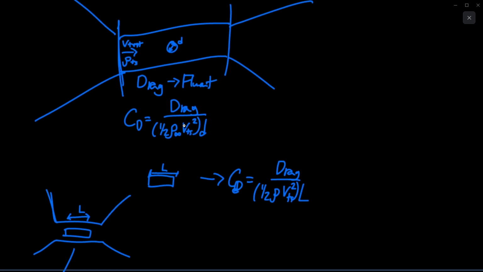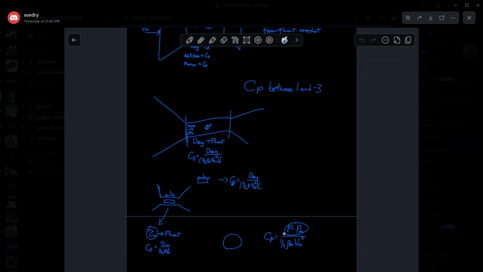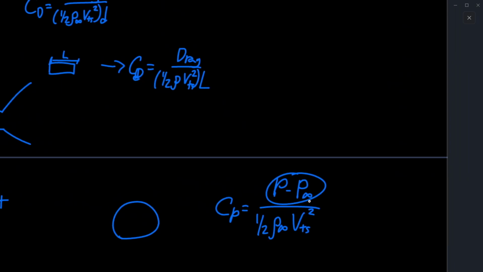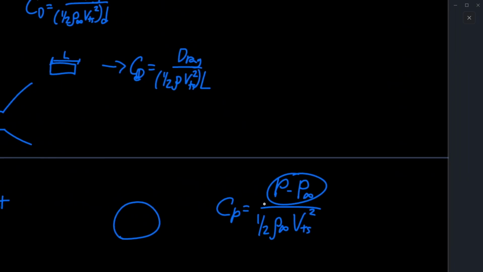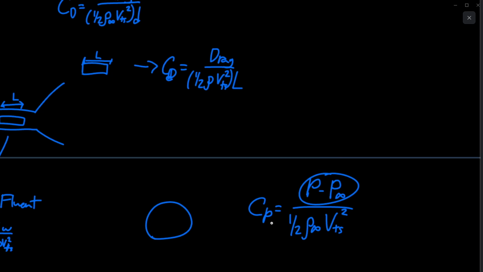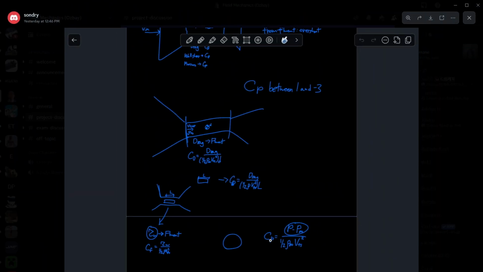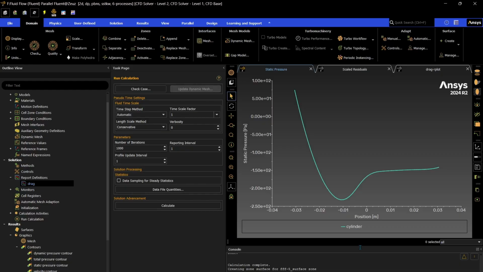So you plug that in there, and then you can also get the pressure coefficients right here. This is your pressure coefficient equation. You're going to use this equation to get your pressure coefficient graph as well. But for that, we have to export it to Excel and then manipulate it there.